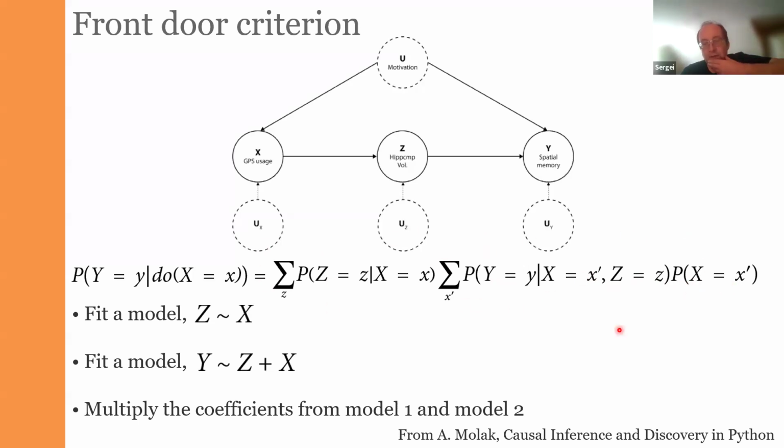So this is fairly complicated. What does it even mean? It becomes much easier if we use the linear model. If we assume that X and Z are linearly dependent and Z and Y are linearly dependent, then to find the effect of X on Y, all we have to do is fit Z on X. Then we fit Y as a function of Z and X. And then we multiply the coefficients from this model by this model. So this product will give us the effect of X on Y.